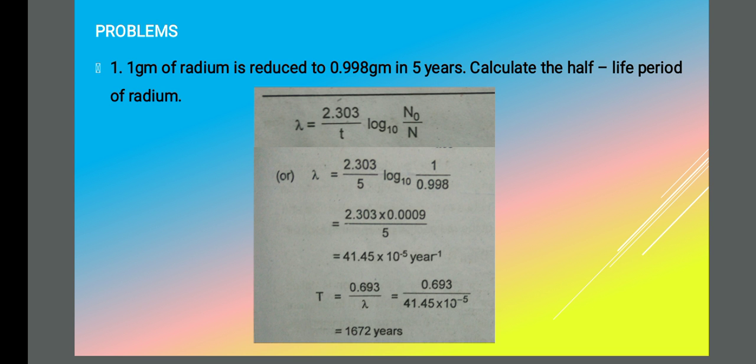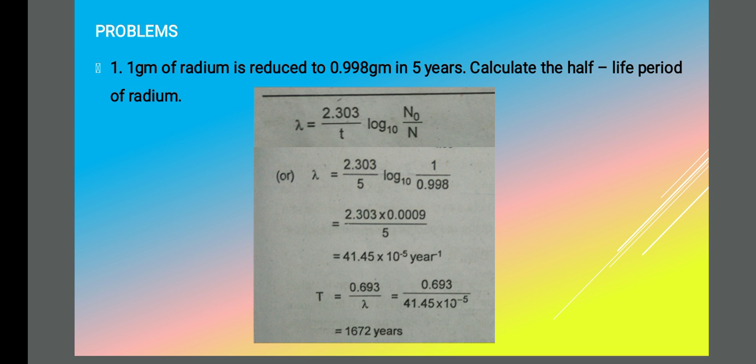Two formulas you have to learn by heart for this one. One is lambda is equal to 2.303 divided by t, log to the base 10 of N0 by N. Another one is t is equal to 0.693 divided by lambda. First we calculate lambda. Lambda is equal to 2.303 divided by the number of years, which is 5 years. So 5 into log, the initial amount of substance present is 1 gram, so N0 is equal to 1 and N is equal to 0.998 grams. We have to substitute the values.